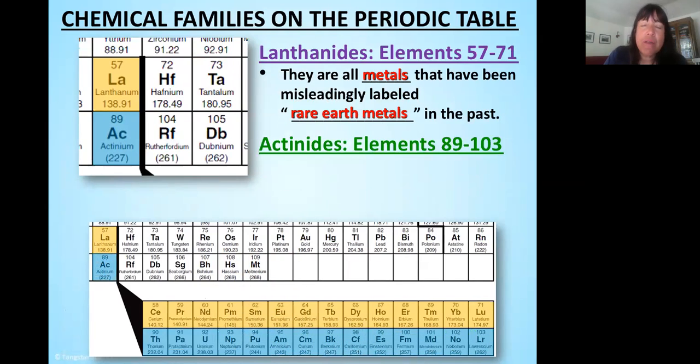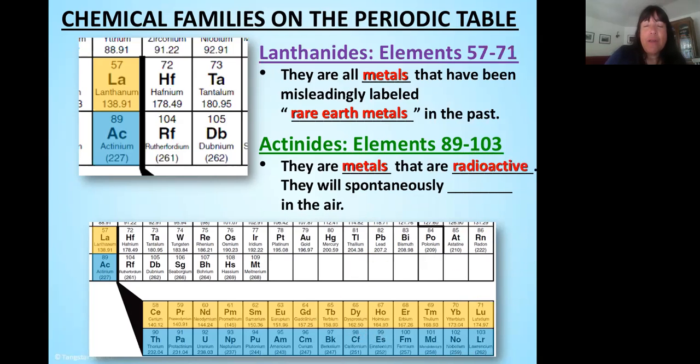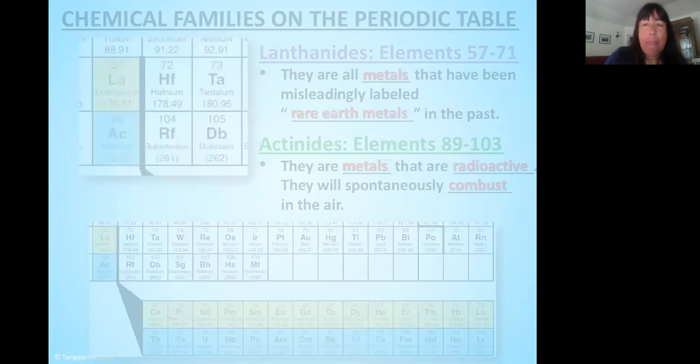And the actinide series, and these guys are the one on the very bottom. They're elements number 89 through 103. Remember, we're calling it a family even though we're talking about a horizontal. And these guys are metals that are all radioactive, and they will spontaneously combust in air. So that is not a normal metal that we know of, okay? Our metals don't just combust in air.